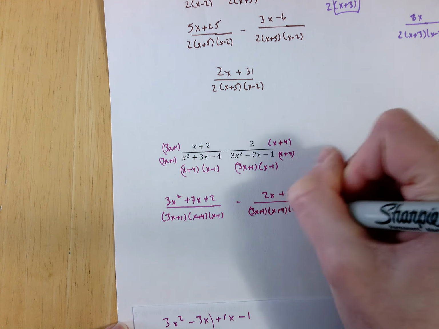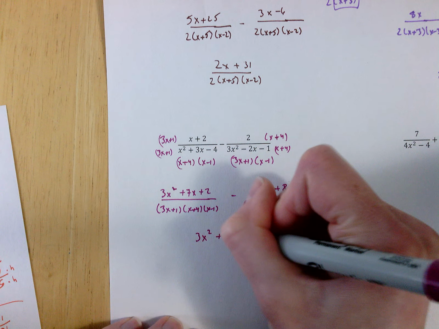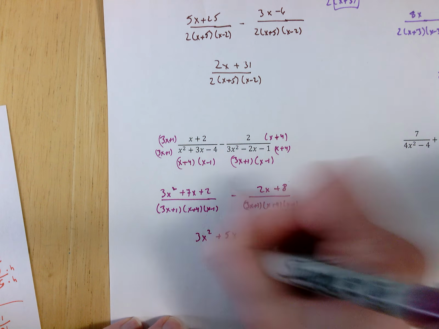So it's going to be 3x squared. 7 minus 2 is positive 5x. 2 minus 8 is negative 6.